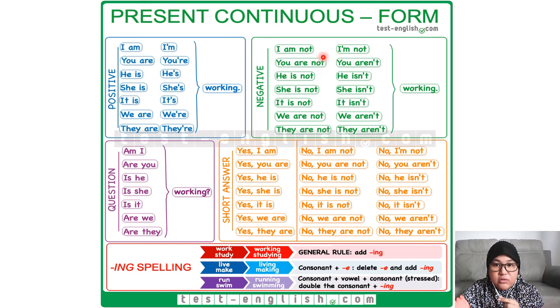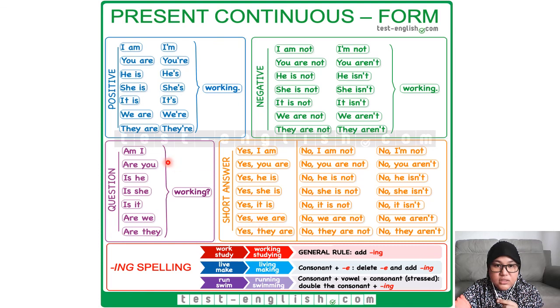Okay, same like negative. I am not or I'm not working. You aren't working. He is not or he isn't working. She is not or she isn't working. It is not or it isn't working. We aren't working and they aren't working. Okay, this is the negative form. Okay, for question, same. Am I working? Are you working? Is he working? Is she working? And so on.